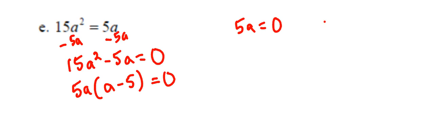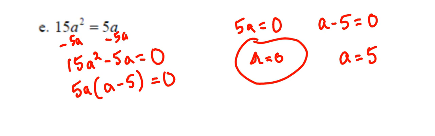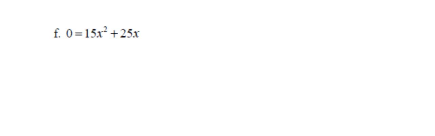5a is one of the factors. A minus 5 is one of the factors. We divide by 5. We get a equals 0. That is one of the solutions. We add 5. We get a equals 5. That's the other solution. Okay. So F.